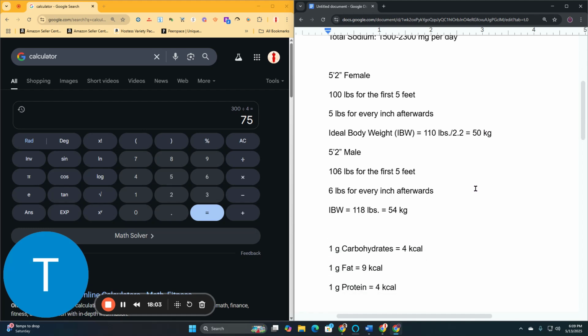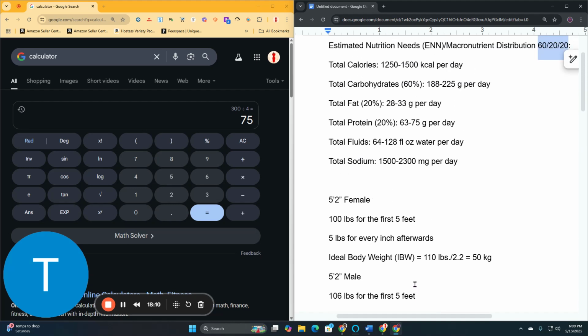And 1 gram of carbohydrates equals 4 calories. 1 gram of fat equals 9 calories. 1 gram of protein equals 4 calories.